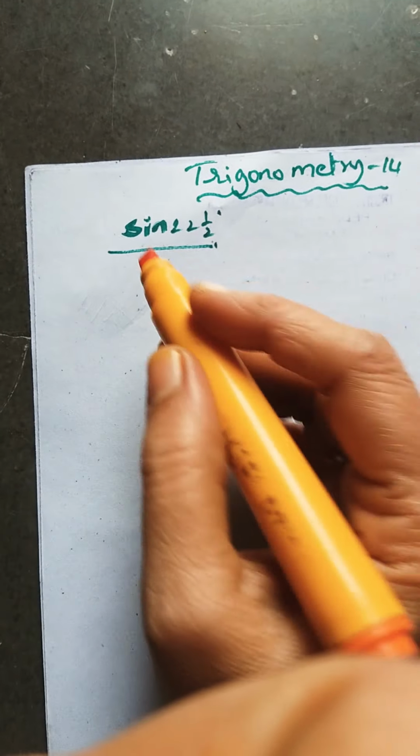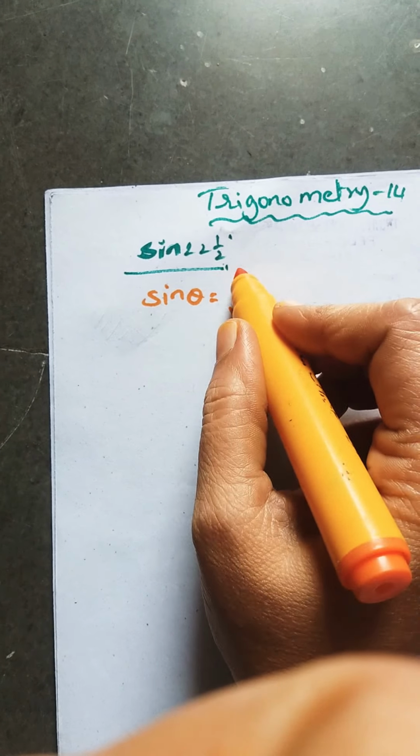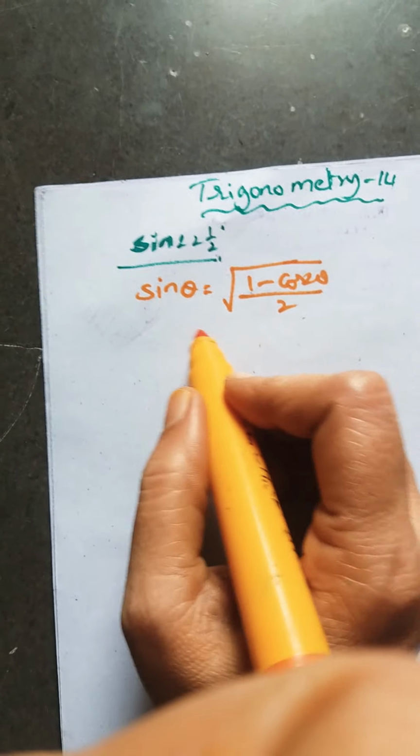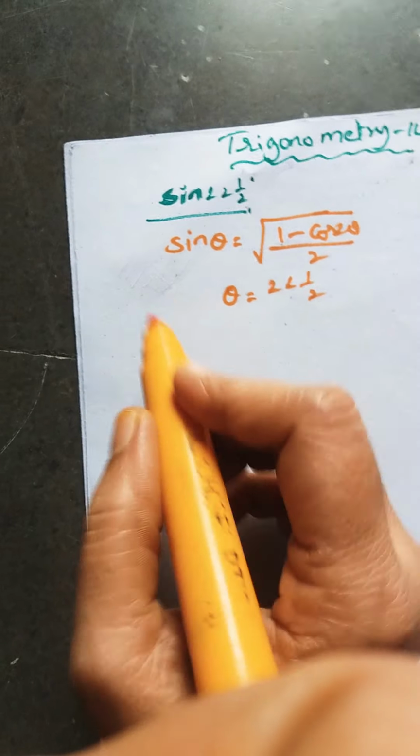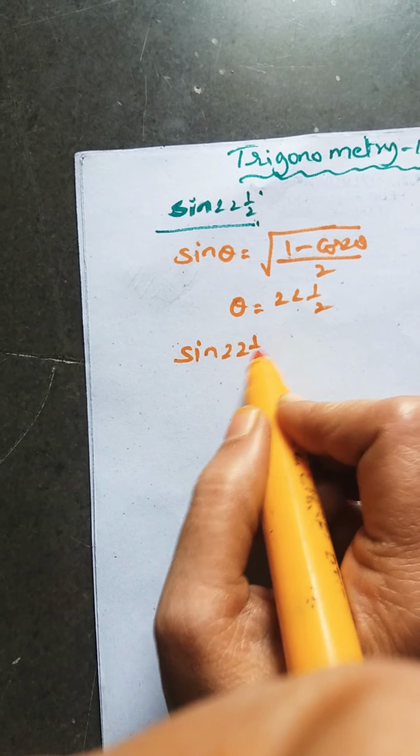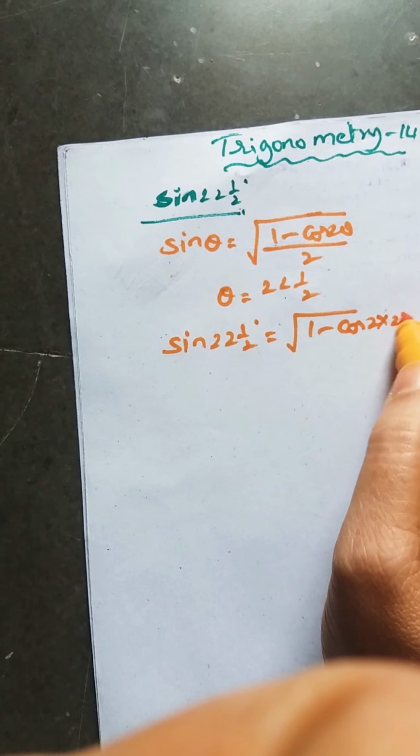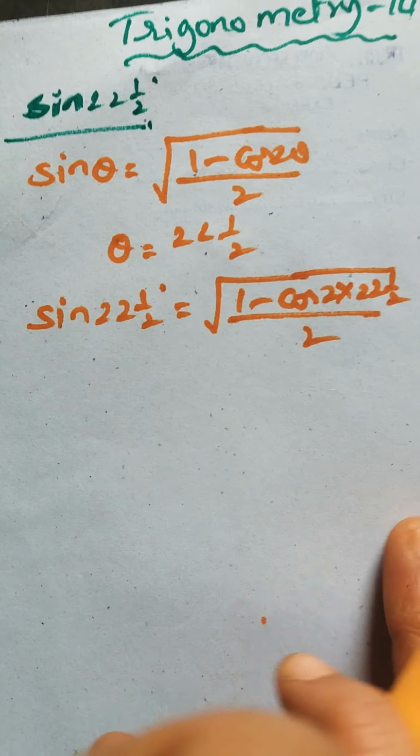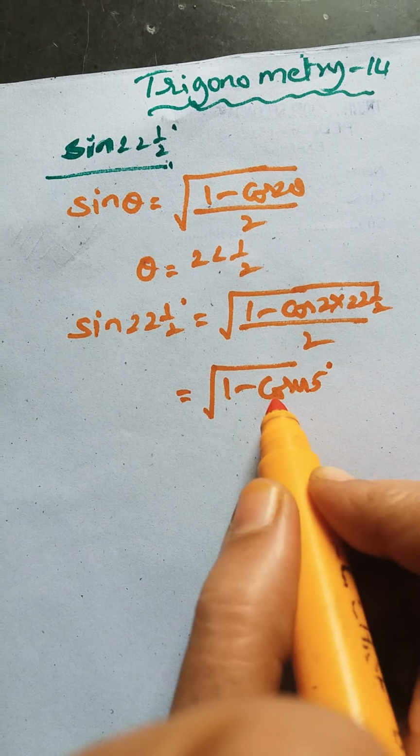How to find? We can use this formula: sine theta is equal to square root of (1 minus cos 2 theta) divided by 2. Now replace the value of theta as 22.5 degrees. You will get sine 22.5 degrees is equal to square root of (1 minus cos 2 into 22.5 degrees) divided by 2. Now we will get this value as square root of (1 minus cos 45 degrees) divided by 2.